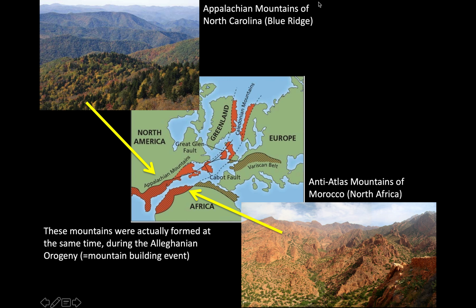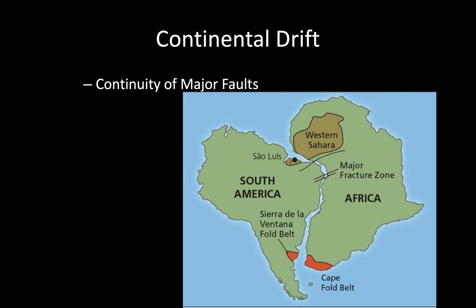These mountains were actually formed during the same time, during the collision of North America and Africa in the making of Pangea. So the Appalachians continued through multiple other orogenies, which is just a fancy word for mountain building event. But there you go. All right, so we also see the continuity of major faults. What that means is fault lines, or things like earthquakes.